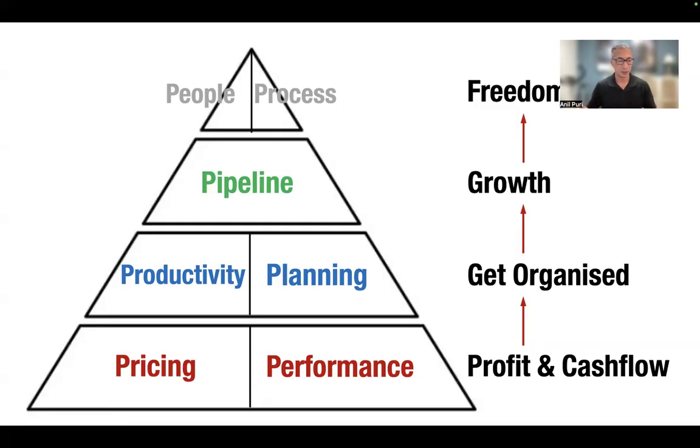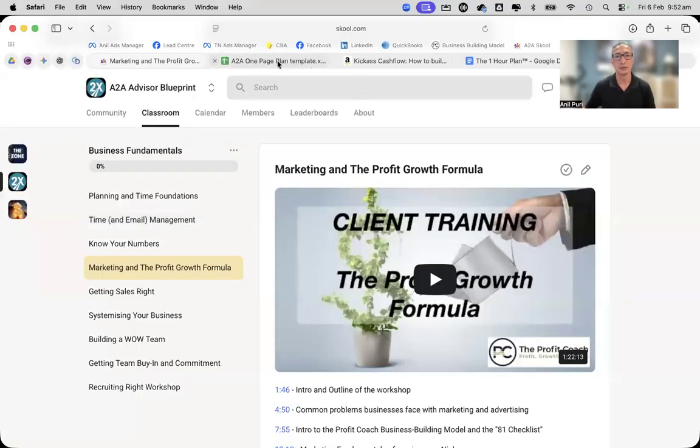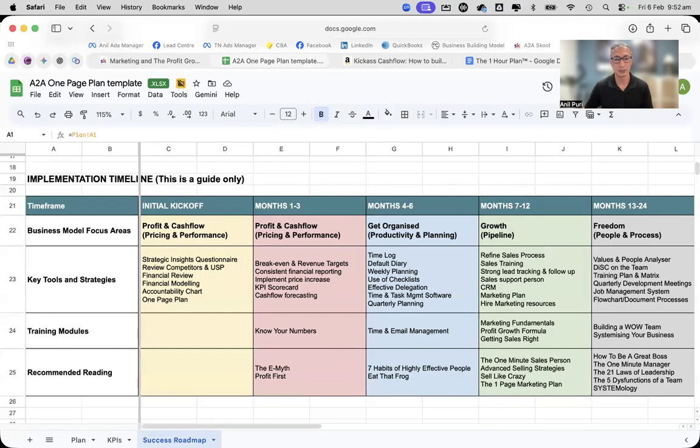Okay. So as I said, I'll just share with you some tools that align with these 7 areas. And once again, it's in this one-page planning document in this tab here. So this is a bit of a framework that I use with my SME clients, but then I also get my advisory members to introduce to their clients. And you can see here, the business model focus area is the 7 Ps, okay? Pricing and performance, productivity and planning, pipeline, people and process. Now, you don't have to strictly follow this, and every business is different, but it just gives you a bit of an idea.